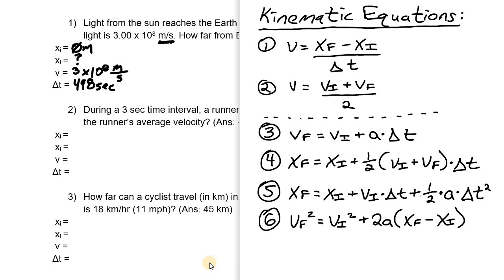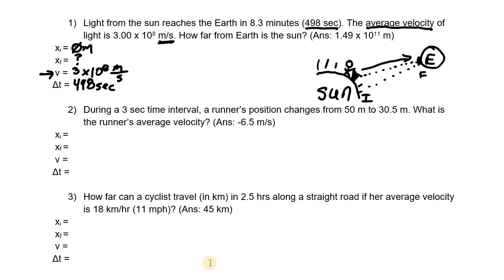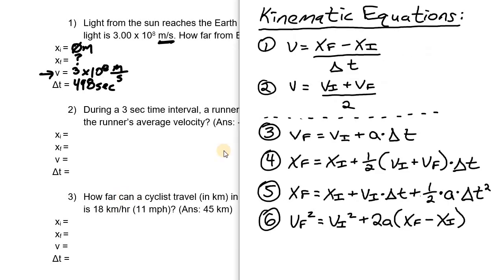Well, we know that this velocity here is our average velocity. These formulas over here, these first two, have to do with average velocity. This line separates the formulas that have to do with average velocity from all of the other ones. None of these formulas over here have to do with average velocity. Whenever we're dealing with average velocity, we're going to be looking at these first two formulas. So I just want to make that clear.